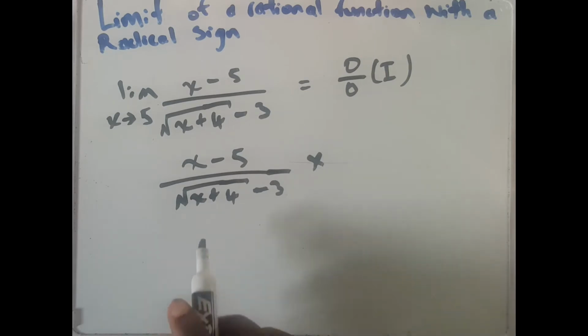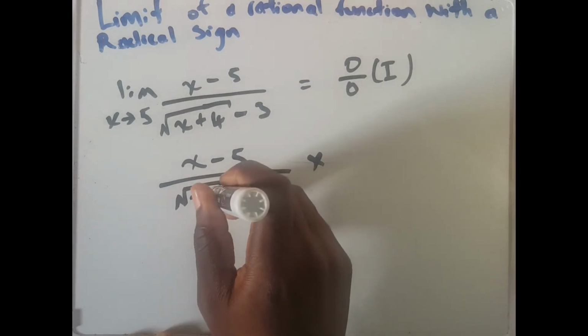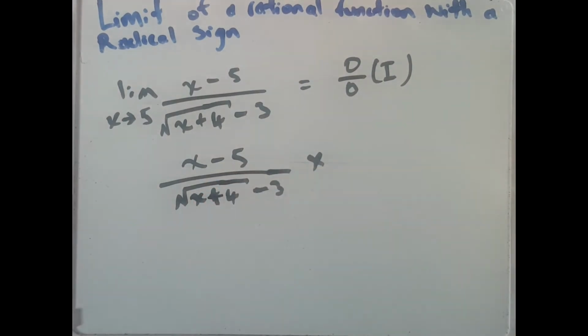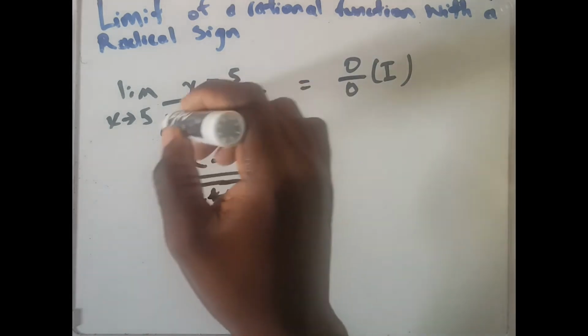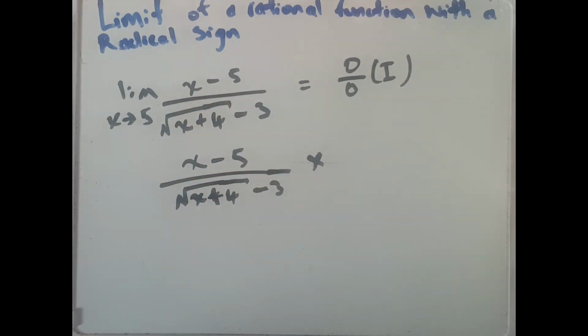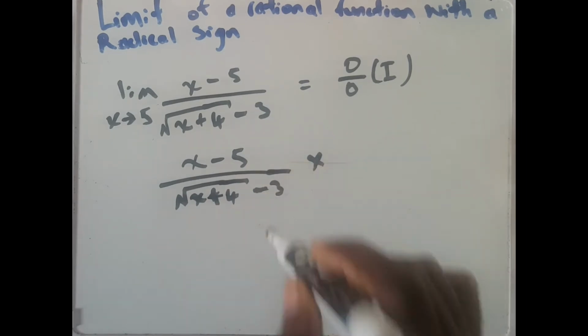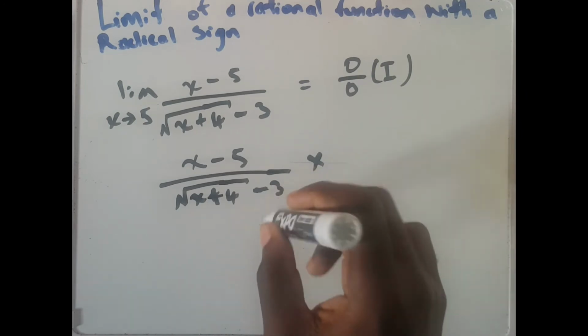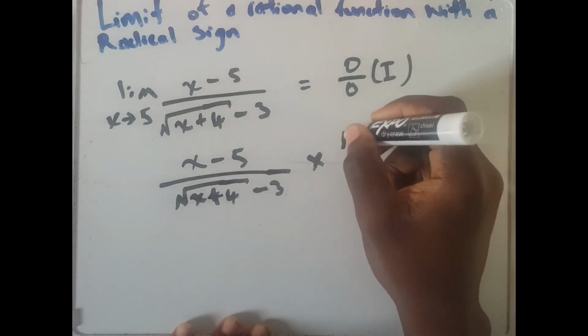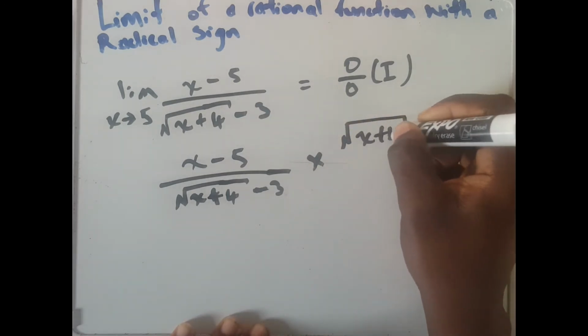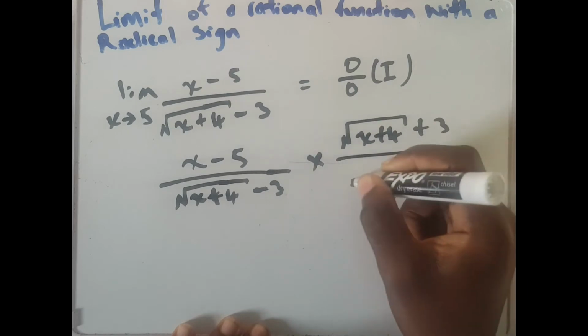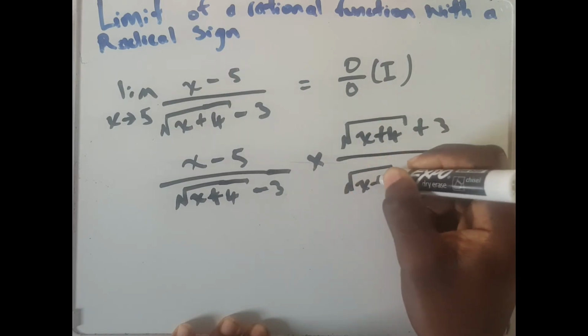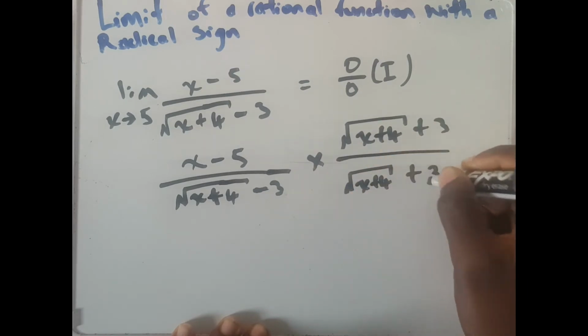And you don't change this sign under the root. Why don't you change that sign? You're looking at this as two terms, because you're looking at the root as one term and the 3 as the next term. So the only sign you will change is this minus 3, or the minus in front of the 3. So you will change the minus to plus. So this is what you would have: root x plus 4 plus 3 over root x plus 4 plus 3.